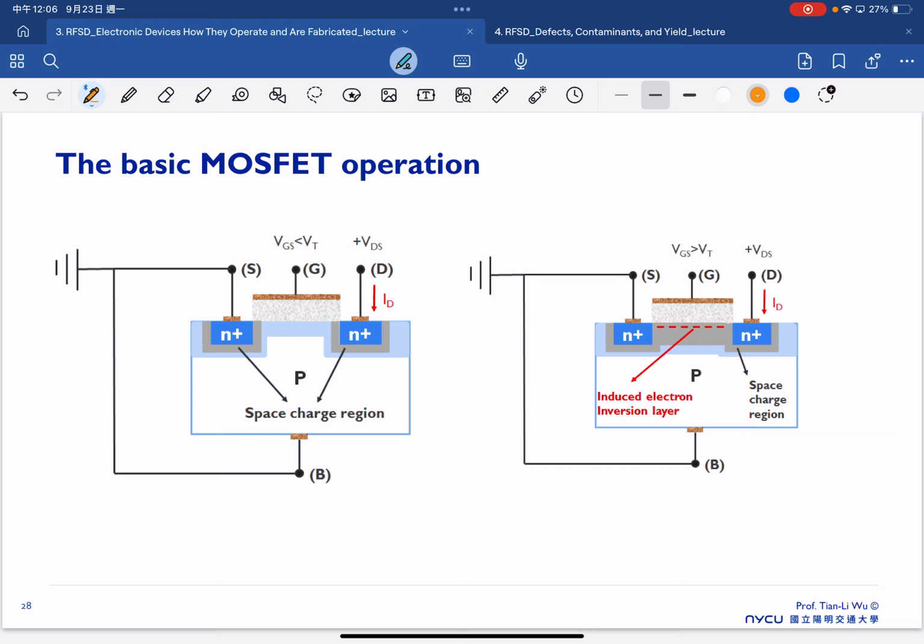Okay, so now we'll move to the MOSFET operation. We already talked about the MOSFET in the first class, so I think at this moment it should be pretty easy for everyone. The MOSFET is a 3-terminal device, so we have the gate, source, and drain here. The first operation is when we bias the gate smaller than VT, where VT is called the threshold voltage.